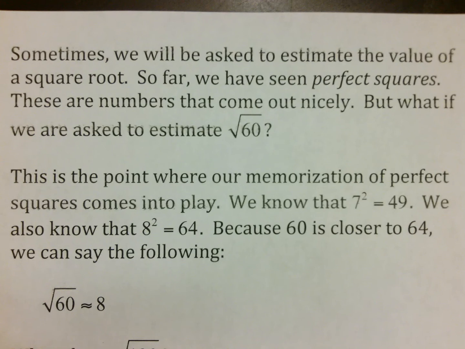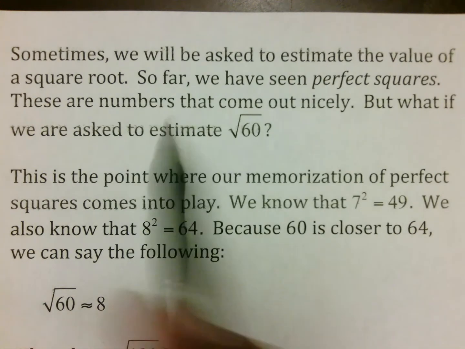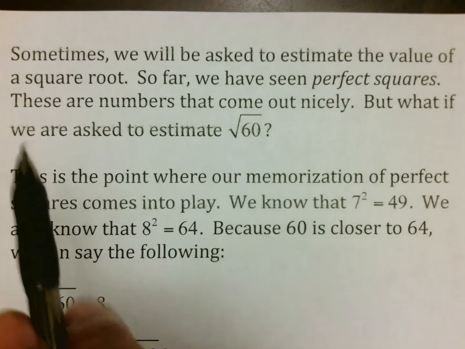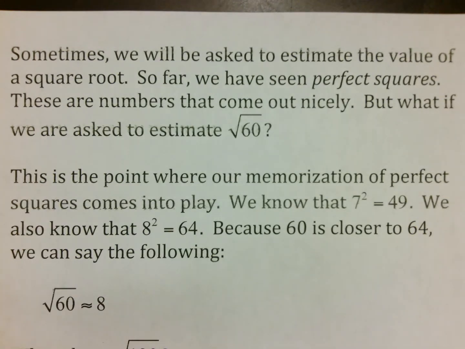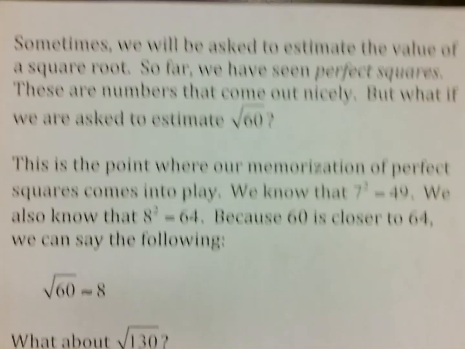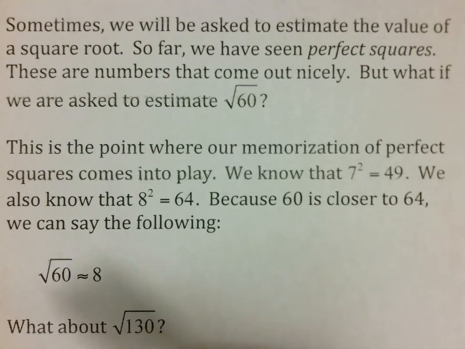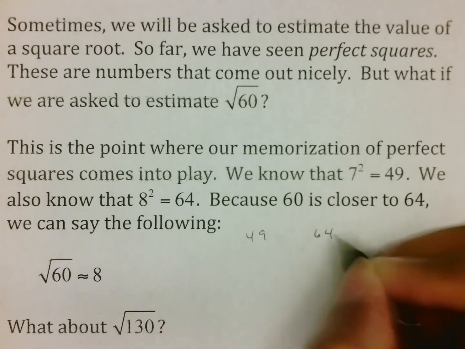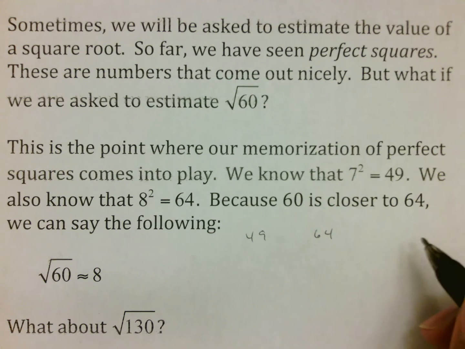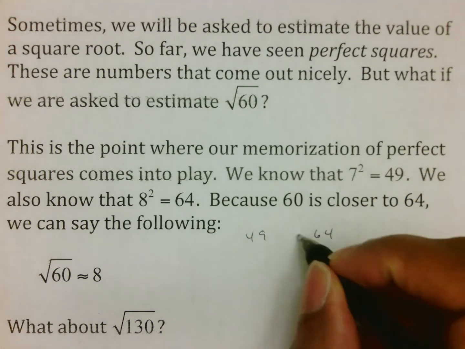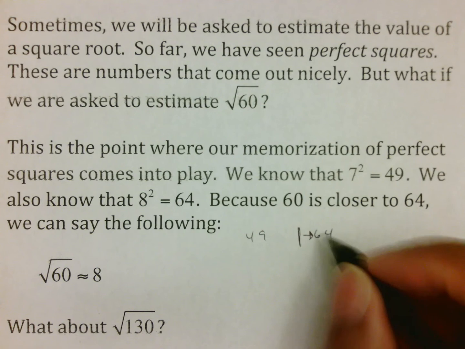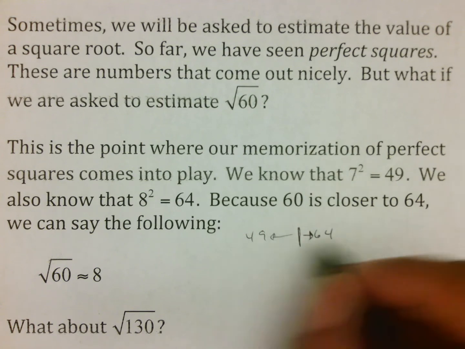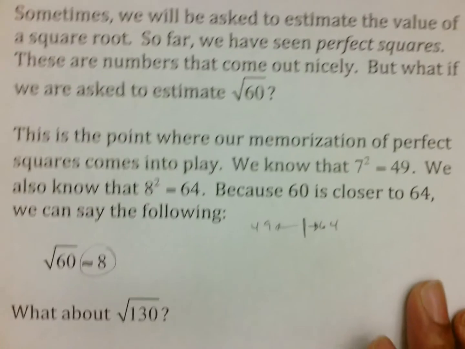Sometimes we're going to be asked to estimate the value of a square root. I showed you some perfect squares, numbers that come out nicely. But what if we're asked to estimate the square root of 60? This is where your memorization of squares comes into play. We know that 7 squared is 49, and that 8 squared is 64, and that 60 is somewhere in between. But because 60 is closer to 64, it's 4 away from 64 and more than 10 away from 49, we can say that it's about 8.